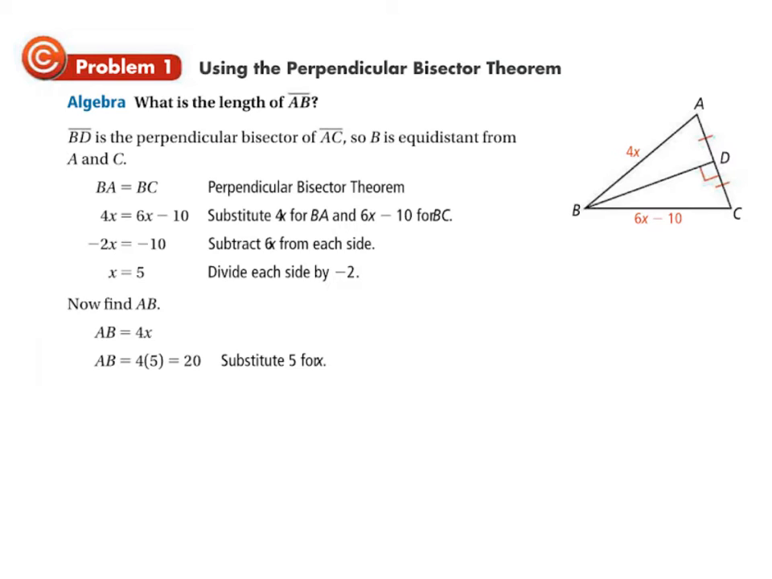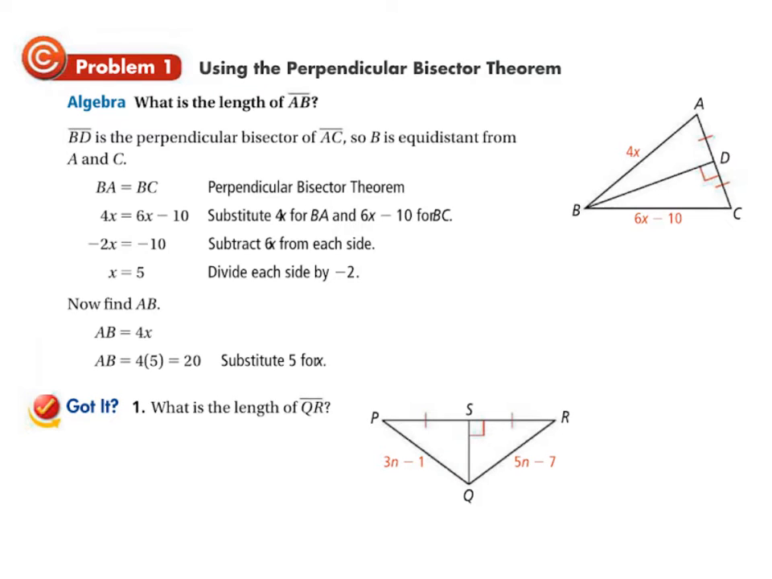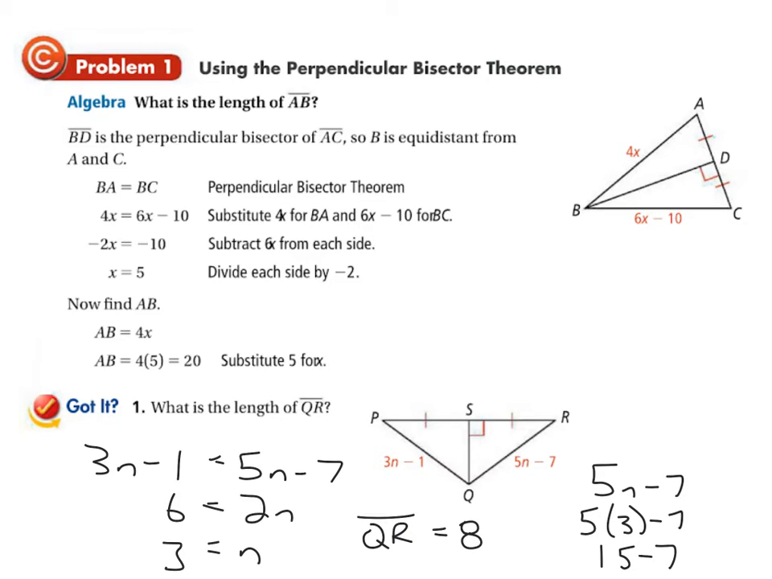So what about this got it problem here? So what do we get here? Well, if we know that because it's a perpendicular bisector, these segments are equal, we can set them equal to each other. And solving it out, I did the math here, shortcutted it, but we get n is equal to 3. So when we plug that in, we get 15 minus 7 is 8. And that's the same here as if we plugged in a 3 here. 3 times 3 is 9, minus 1 is 8. We get the length of QR equal to 8.